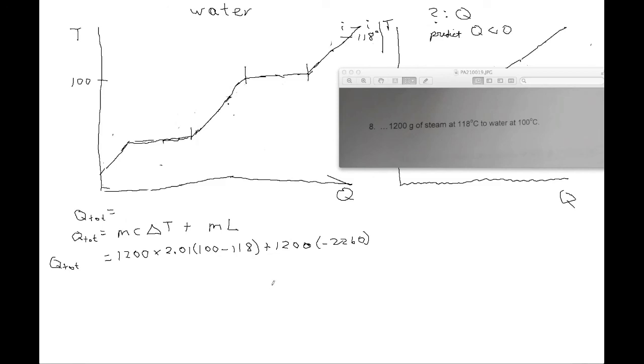Yeah, negative 2,712,000. And we add those up, 43,416. So the change in Q is equal to negative 2,755,416 joules. And if you divide that by 1,000, that's equal to 2,755 kilojoules.